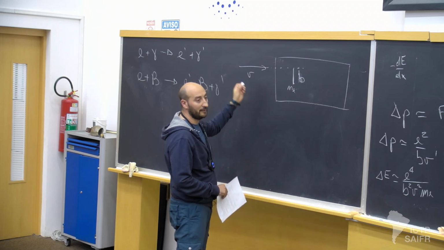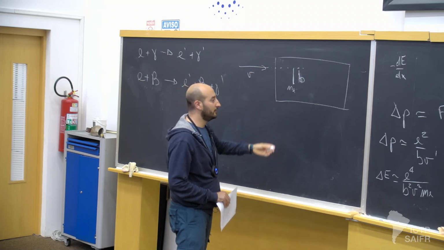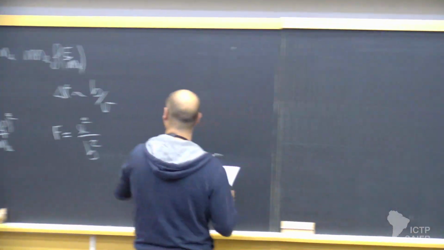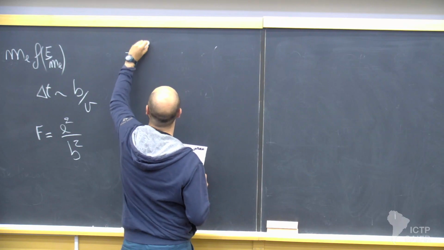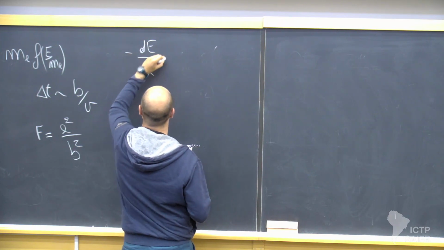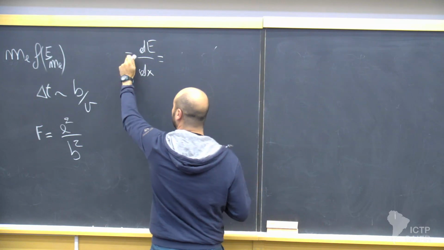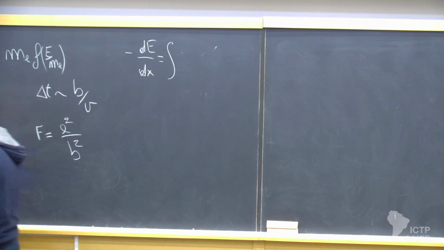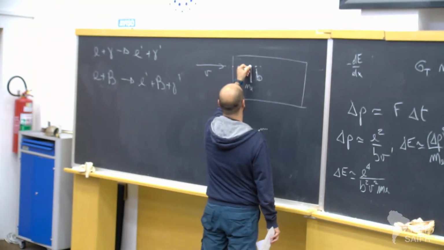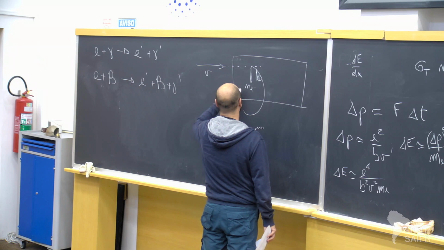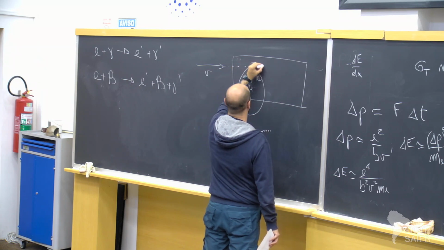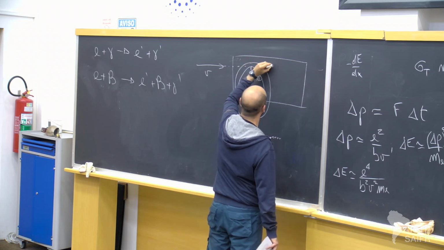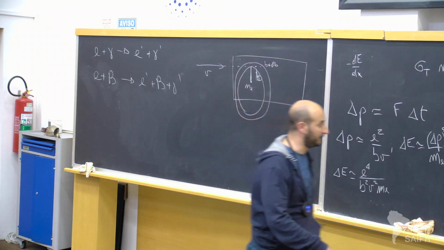Of course, now there will be a distribution of impact parameters. So I have to integrate over all possibilities in order to have the range. My minus dE over dx is a negative thing, I'm losing energy, that's why I write the minus here. This is a 2D slice. You should imagine this as a circle with impact parameter between b and b plus db. And now I integrate over all possibilities.